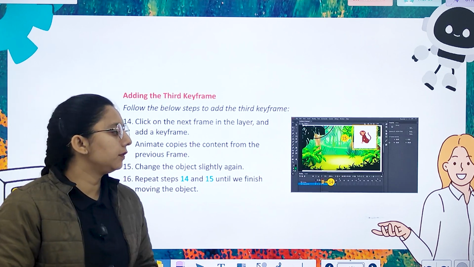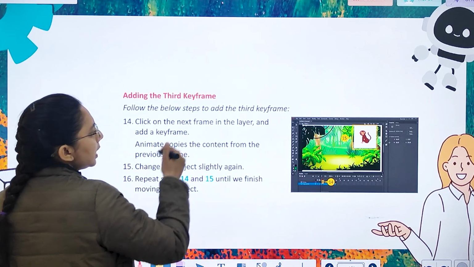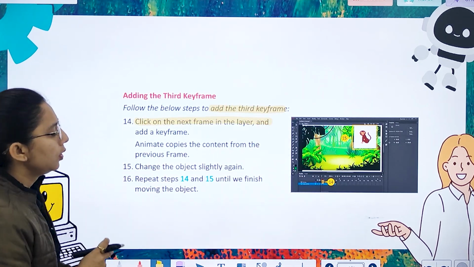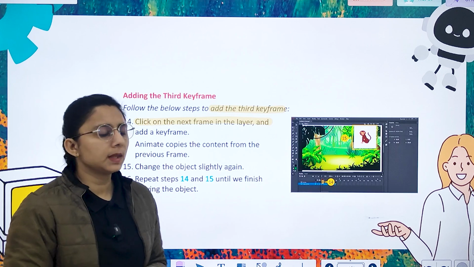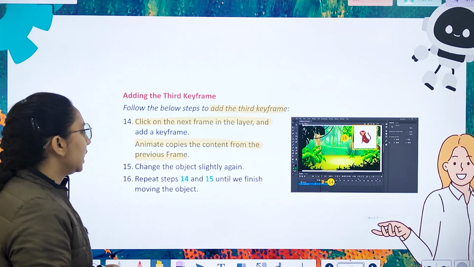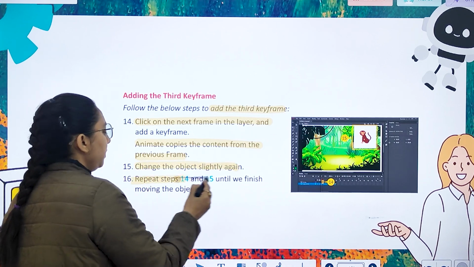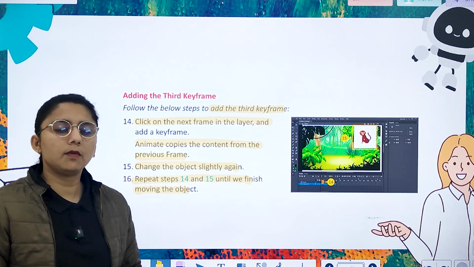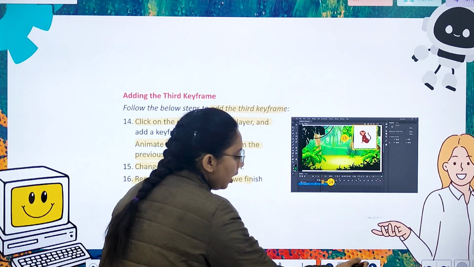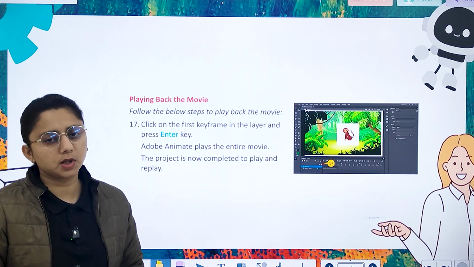Now adding the third keyframe. Now you want to add another keyframe. So for that, you will follow the below steps to add the third keyframe. Click on the next frame in the layer and add a keyframe. Animate copies the content from the previous frame, and you change the object slightly again. Repeat these steps until we finish moving the object. You have to follow the steps again and again.